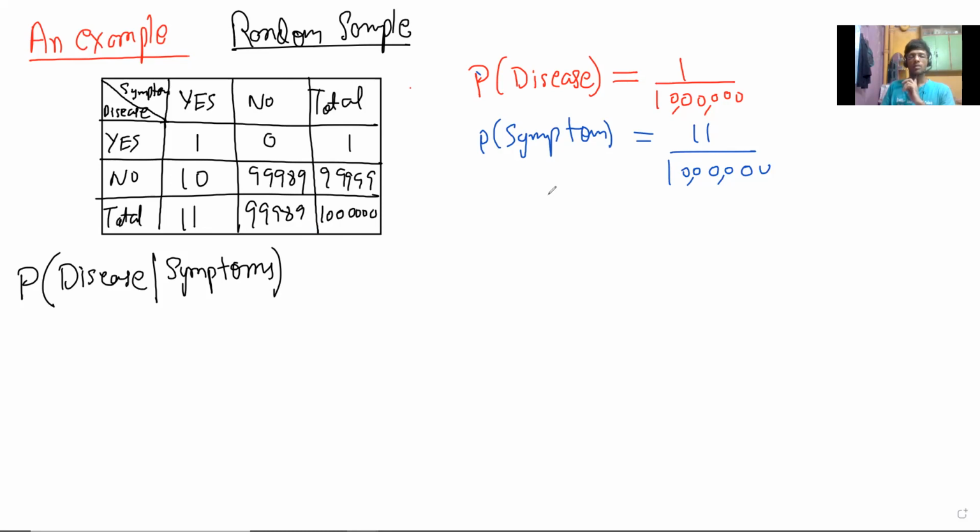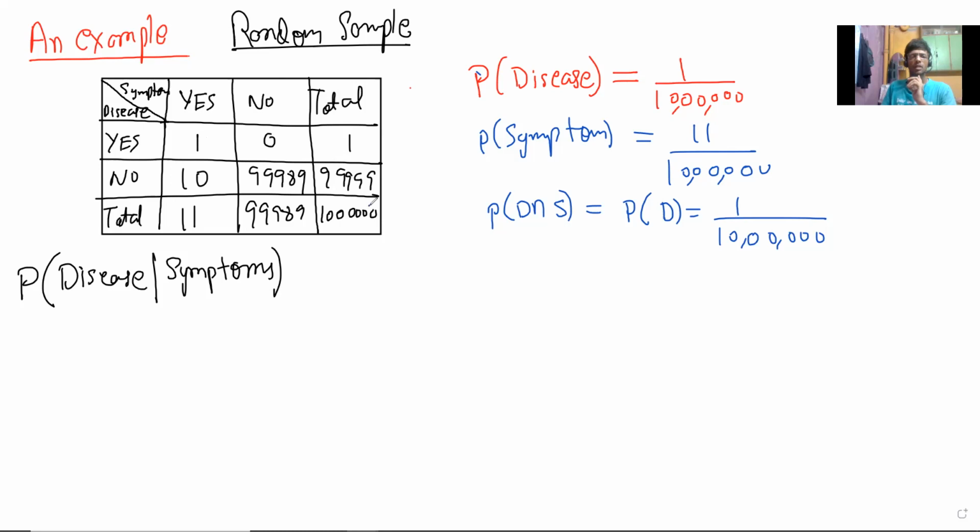Probability of the disease and the symptom. Because the disease is a subset of the symptom, it will just be the probability of the disease itself. So the probability of disease and symptom should be the same as the probability of the disease, and that is 1 by 10 lakh. But we can also infer it from the graph concretely.